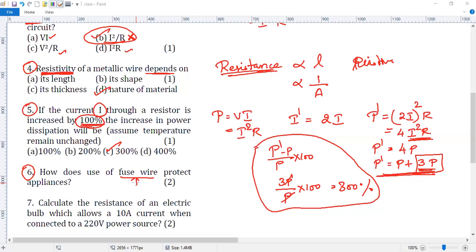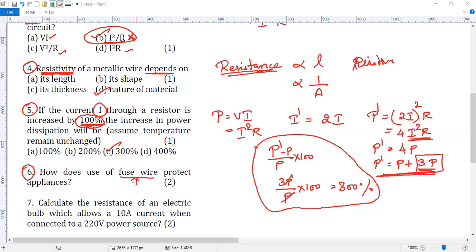Okay. So a fuse wire is designed such that above a particular limit, if current flows into the circuit, because of the temperature, it melts. Its melting point is set like that. The thickness of the fuse wire is set accordingly.